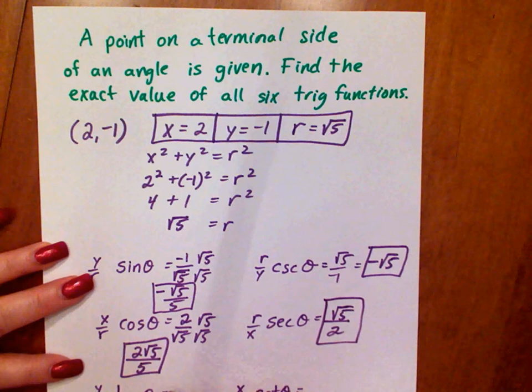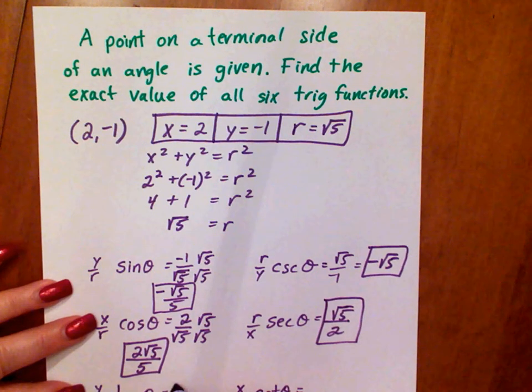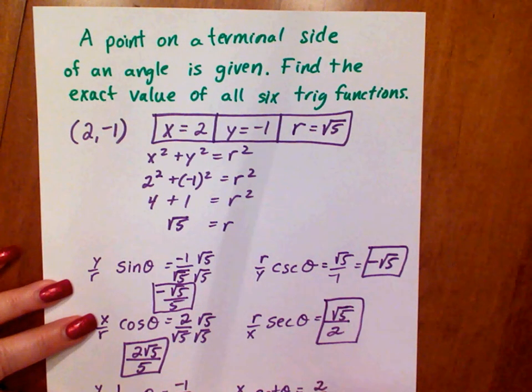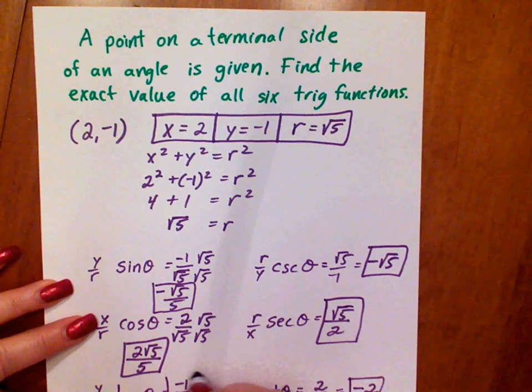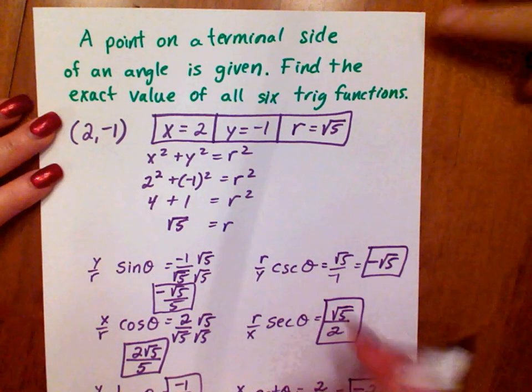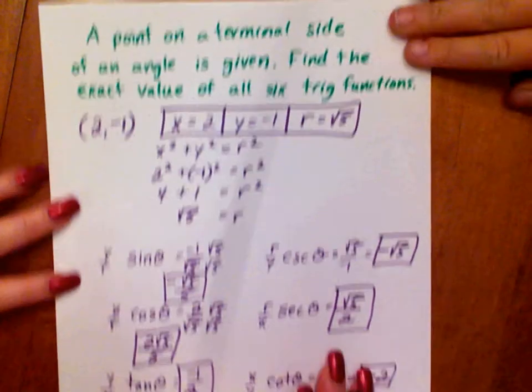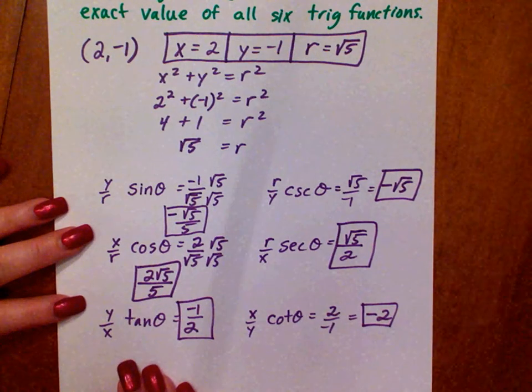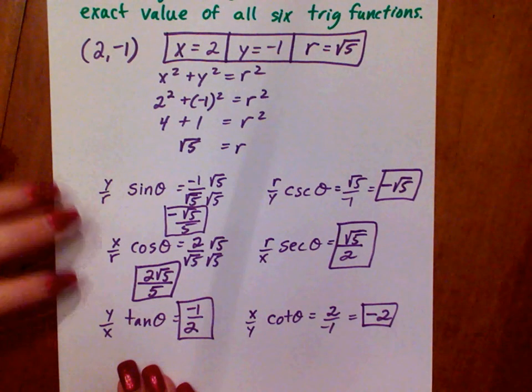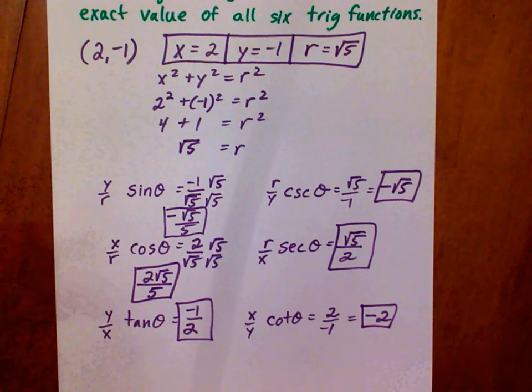Tangent is y over x, so it would just be -1 over 2. And cotangent is x over y, so it would be 2 over -1, which just reduces to be -2. They're not going to ask you to do all 6 of them in one problem. They'll probably just ask you for one of them, but this would cover all the cases.